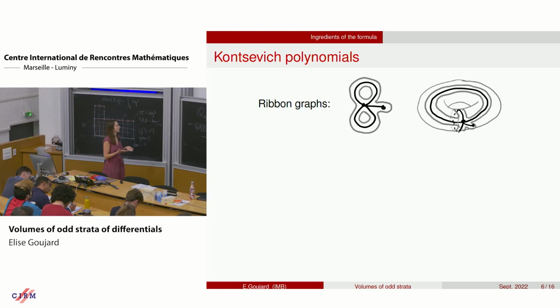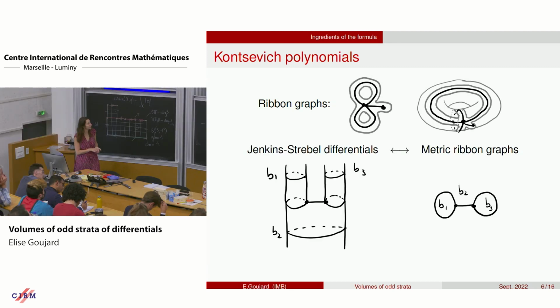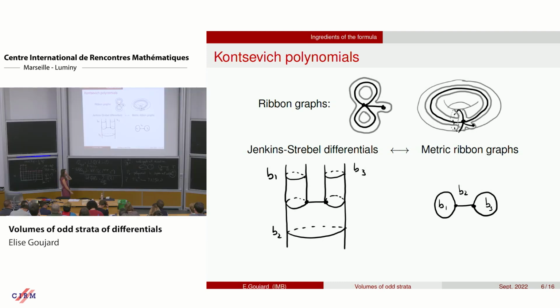So yesterday, Francisco explained a correspondence between metric ribbon graphs and the spine of some hyperbolic surfaces with boundaries. Here I just want to focus on the correspondence of ribbon graphs with Jenkins-Strebel differentials, the result of Strebel. Let me recall that metric ribbon graphs are just ribbon graphs with data of a length on each edge. So what is this correspondence?